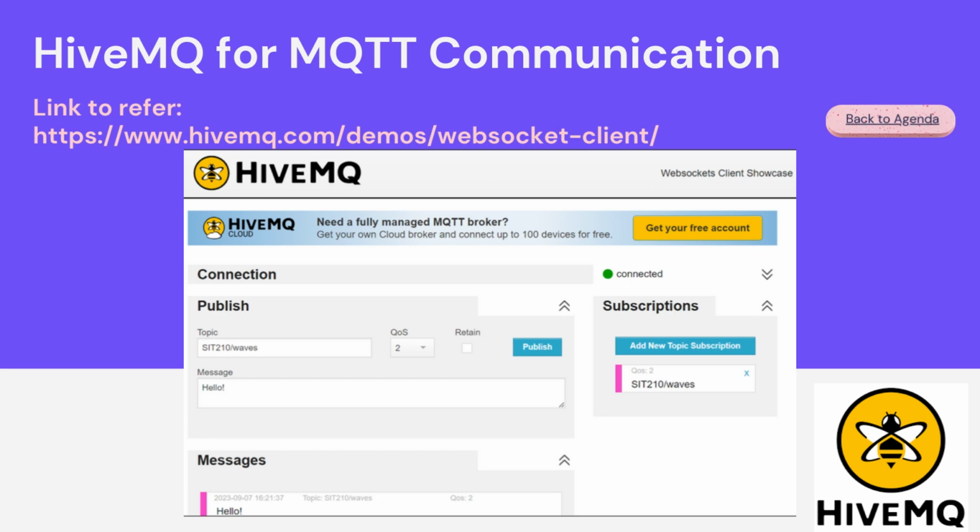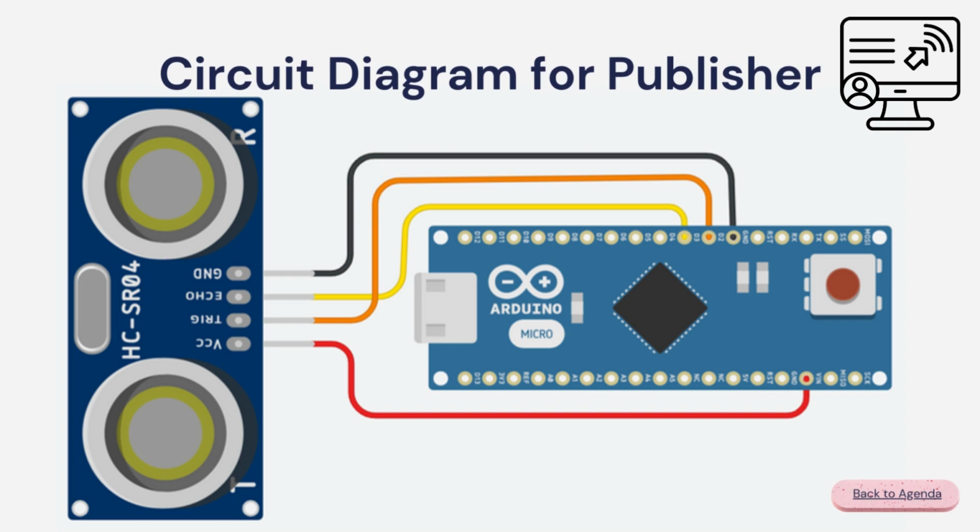Talking about MQTT, this is the website for MQTT, which is known as HiveMQ. HiveMQ is for MQTT communication. You can refer to this link to see the page for subscription, and you can create a topic like I have created, SIT210/waves. So whenever I publish the messages, I can see the messages on the website itself. Now let us move to the implementation.